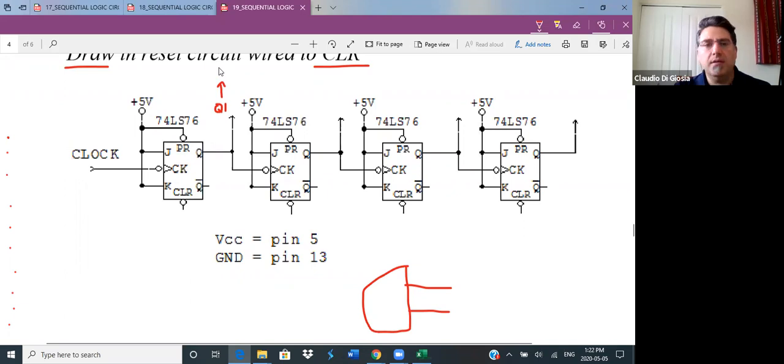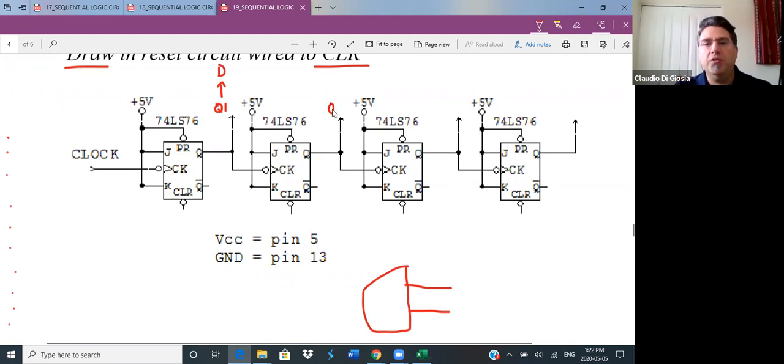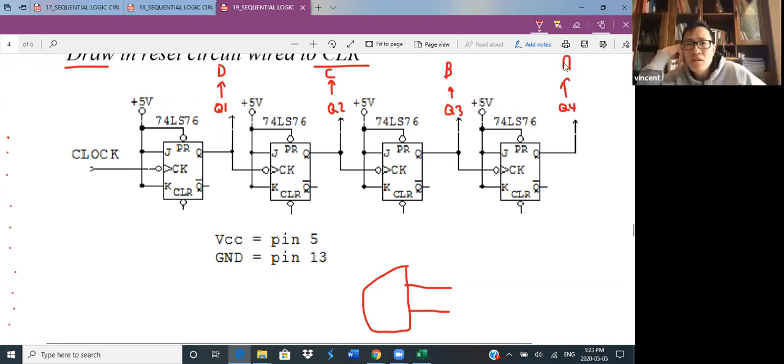A, B, C, or D? Not even one person knows the answer to this? D. This guy here will be Q2. Why is it called Q2? Because it's the second flip-flop. Now we're going in reverse alphabetical order. This is C. This would be Q3, which is B. And then we have Q4, which is A.